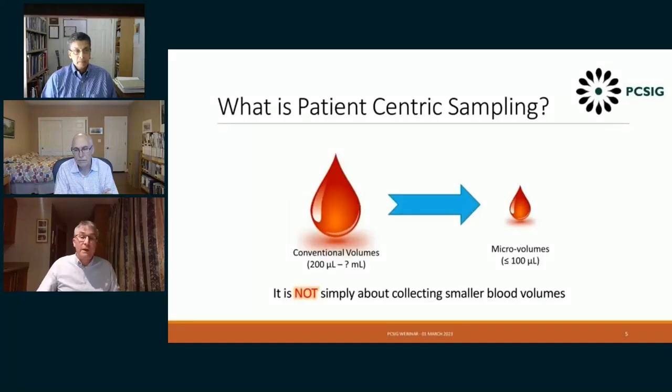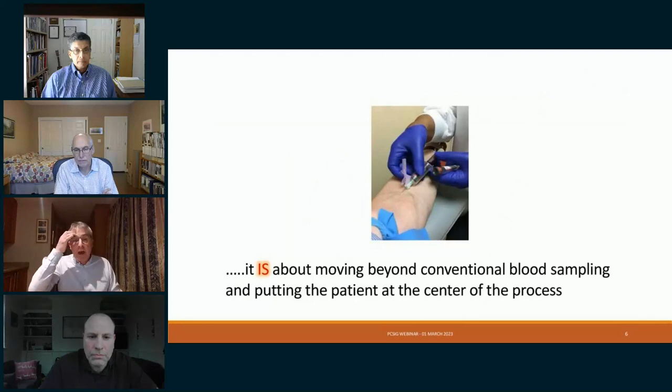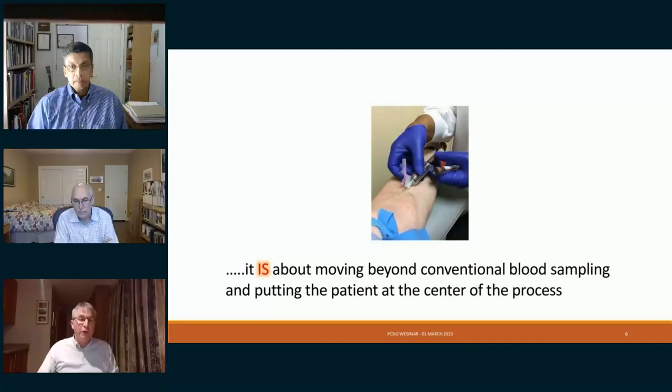In micro volumes, but it's not just about collecting small samples. What it is about is moving beyond conventional blood sampling processes and putting the patient at the center of the processes for collecting blood samples. At the moment, we're collecting blood samples where we're really thinking about the needs of the clinical trial, the clinical central lab, the bioanalytical lab, but we're not really putting the patient first in our considerations. So these technologies are really about how do we put the patient first.